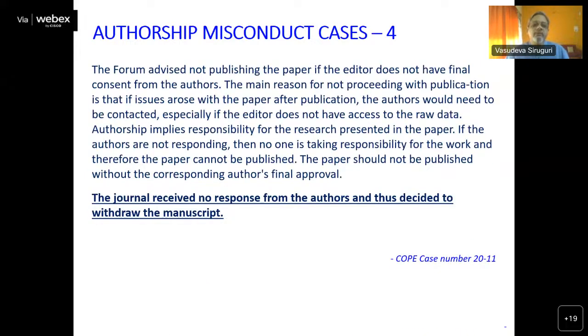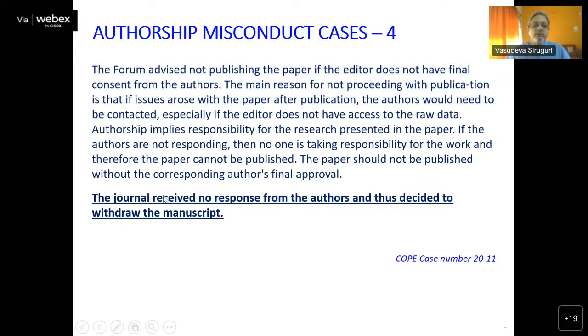So then the forum advised, don't publish this paper if you do not get the final consent from the authors. Okay, because if they proceed without the final consent, and if there are certain issues which come after publication, then again the authors have to be contacted, and no one has access to the raw data either, so it's impossible. That is why authorship implies responsibility for the research presented in the paper. You have to own the research. Okay. And if you don't respond, then nobody is taking responsibility for that work, so it cannot be published.